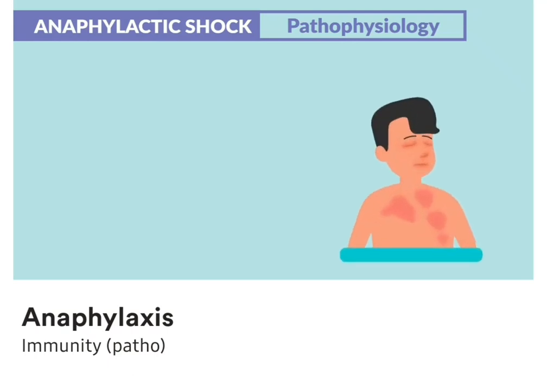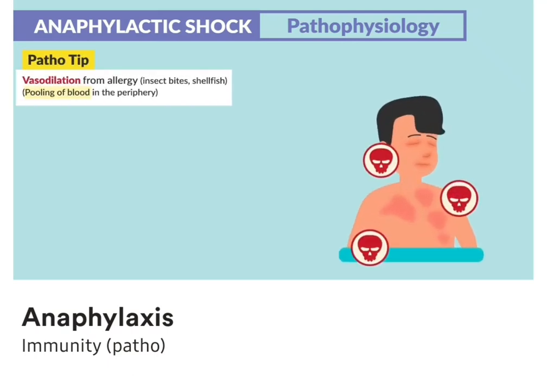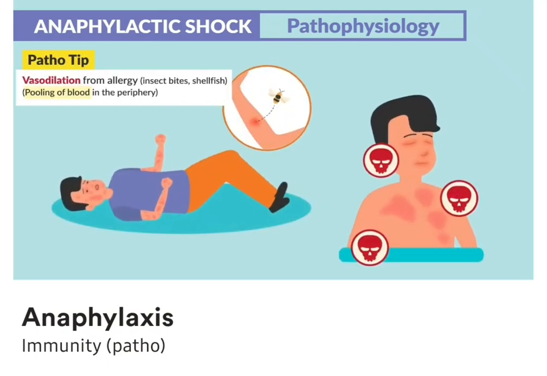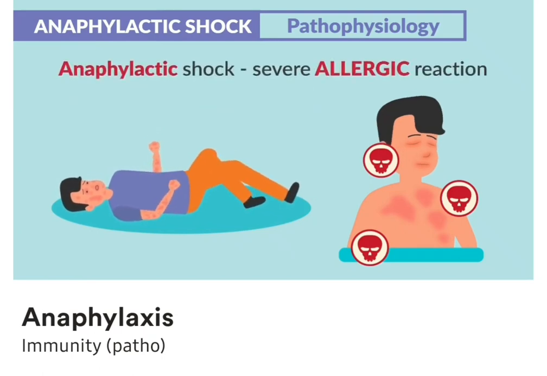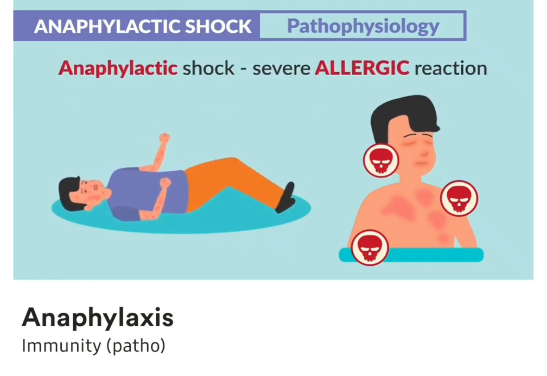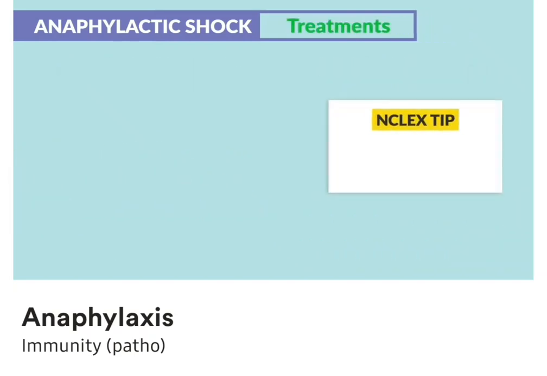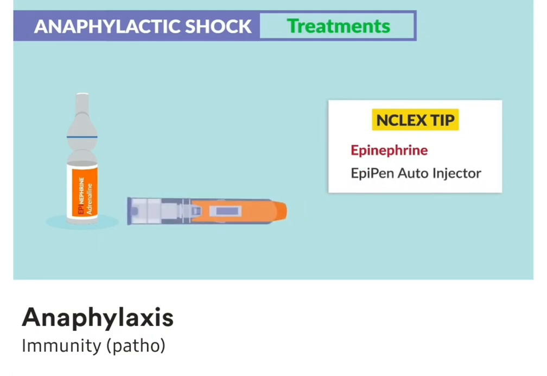Anaphylactic shock or severe allergic reaction, like from a bee sting or even a peanut allergy. Again, anaphylactic shock, we have that severe allergic reaction. The key treatment to know for the NCLEX, and write this down, epinephrine or epi auto-injector.